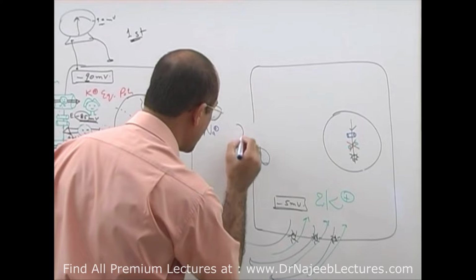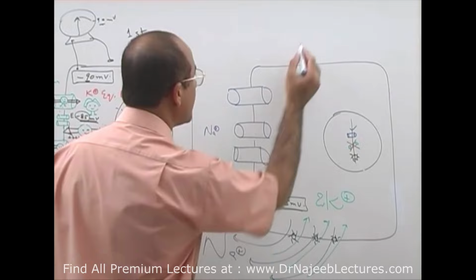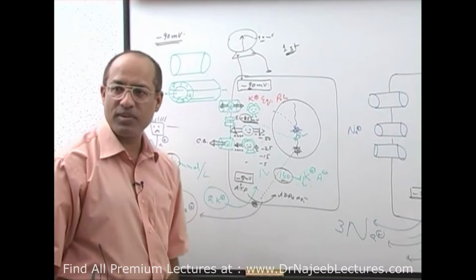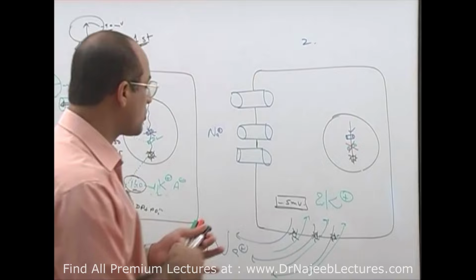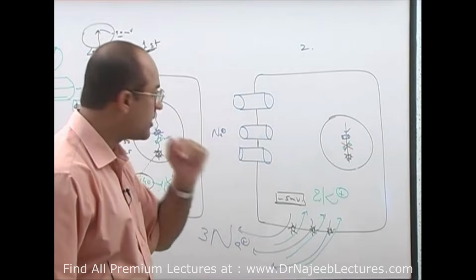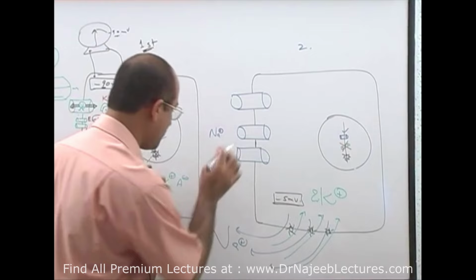Now, the membrane in the second cell is different from the membrane in the first cell. In the first cell, the membrane was permeable to potassium. In the second cell, we have made the membrane permeable to sodium. And let's see what happened. You already know that sodium is well concentrated outside and less concentrated inside. So what really happens is that sodium will love to move in. Now look at it.